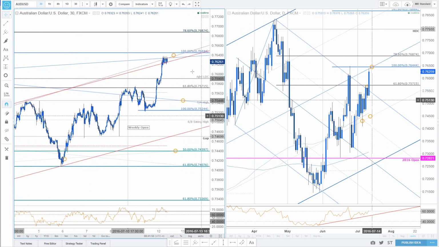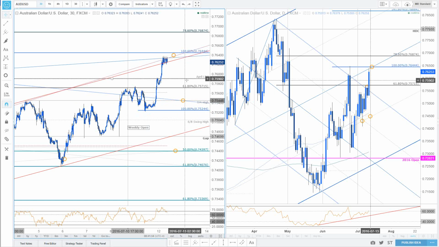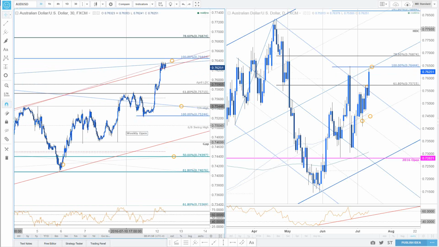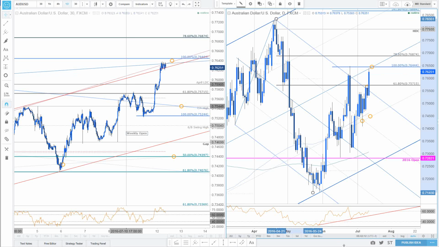So long story short, staying constructive on the Aussie while above 75.45. Initial support 75.90. A breach above 76.44, and the targets are pretty clear. Your initial level of resistance would be this pivot right here. You're basically looking at this swing high, which would take you to 76.77, 76.87, completes an exact 78.6 retracement of the entire decline.